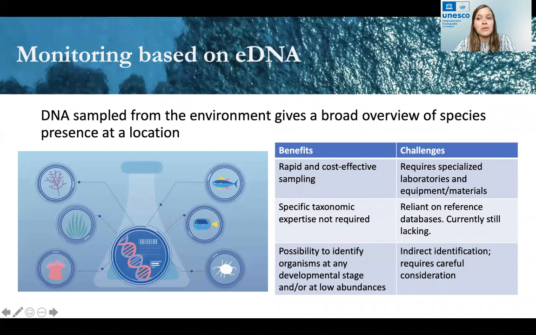So monitoring in the PacMAN project is based on the analysis of environmental DNA. This is DNA collected from environmental samples like water, which is then extracted and sequenced and can give a broad overview of species presence at a location. This method can give us a very high amount of information that is hard to collect with traditional detection methods.